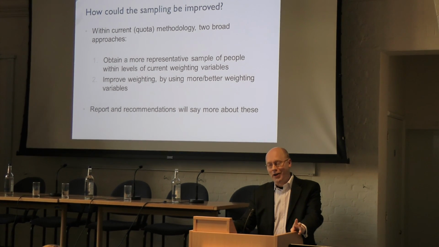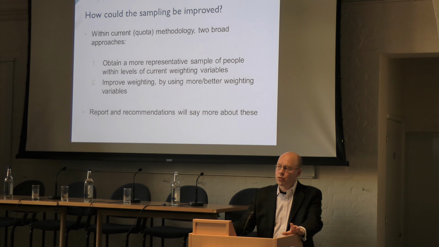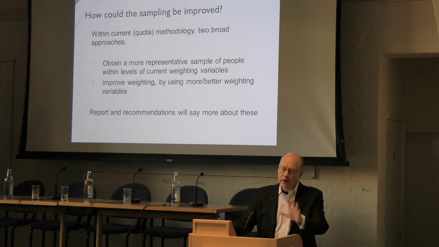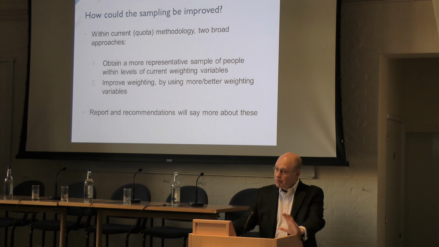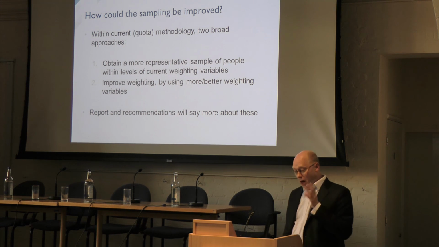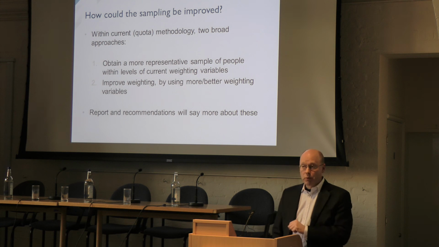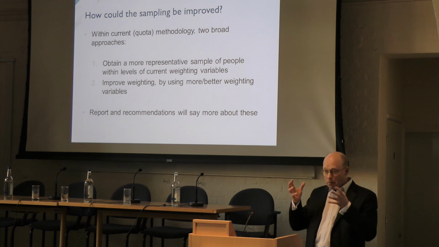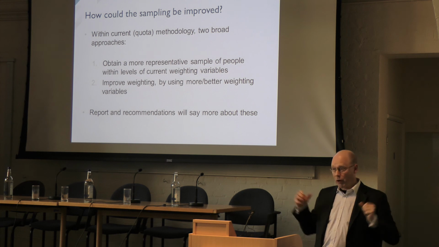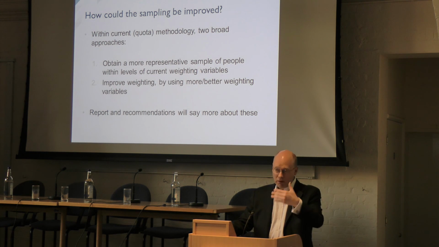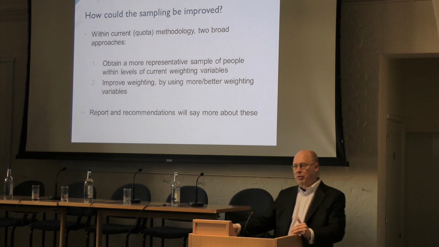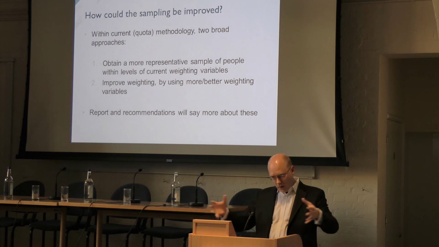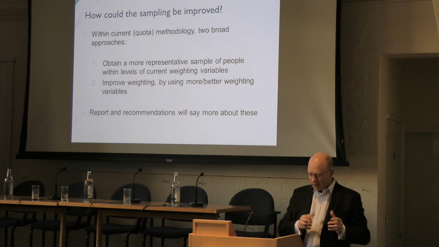Within the current paradigm, the quota sampling methodology that's used for the polls, how could this be improved? If it's the unrepresentative samples, what can be done? Logically speaking, in principle, there are two broad ways of doing it. One is, within the weighting variables that you have, you just make more of an effort to get a more representative sample. So let's suppose it was the 65 and pluses that were the problem, and that group was unrepresentative. Then you make more effort to get a wider range of 65 and overs, etc.